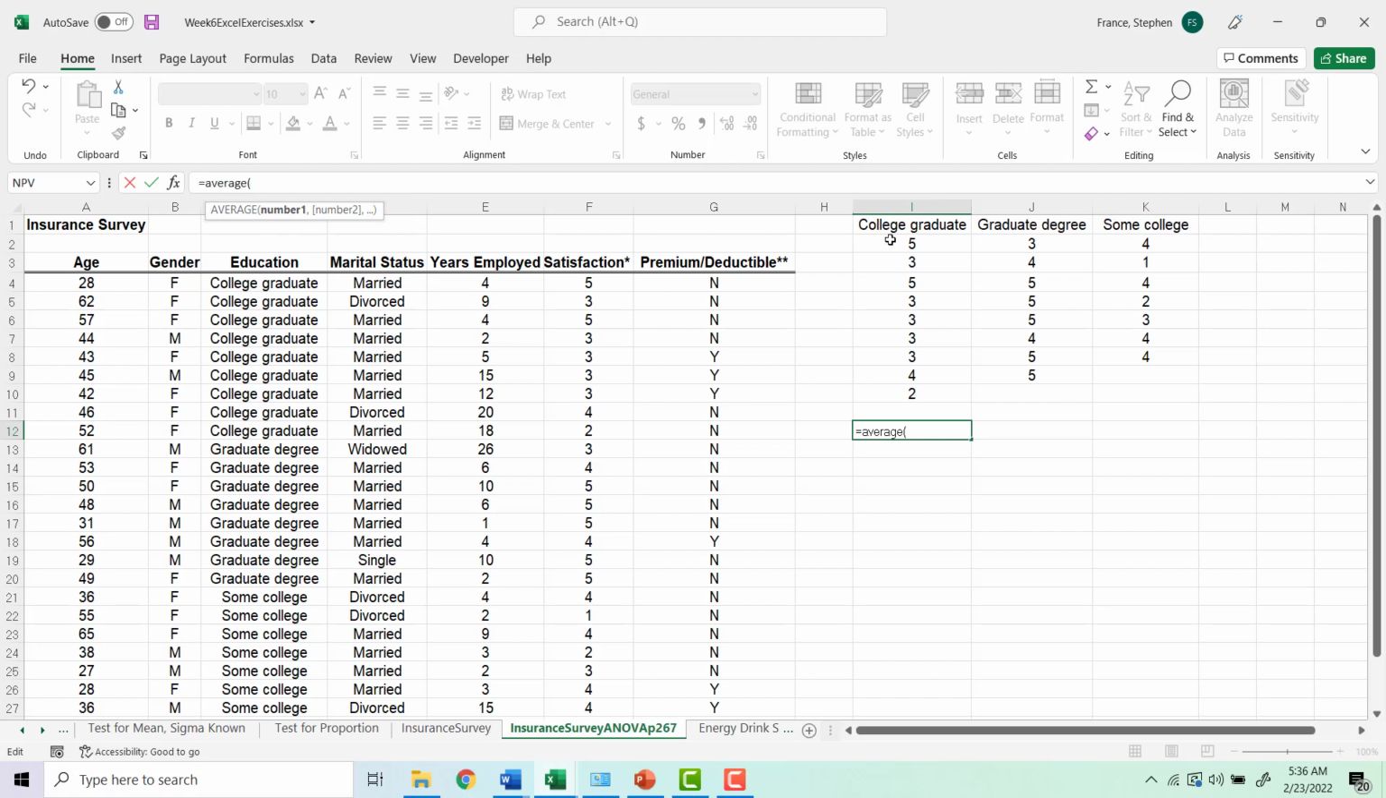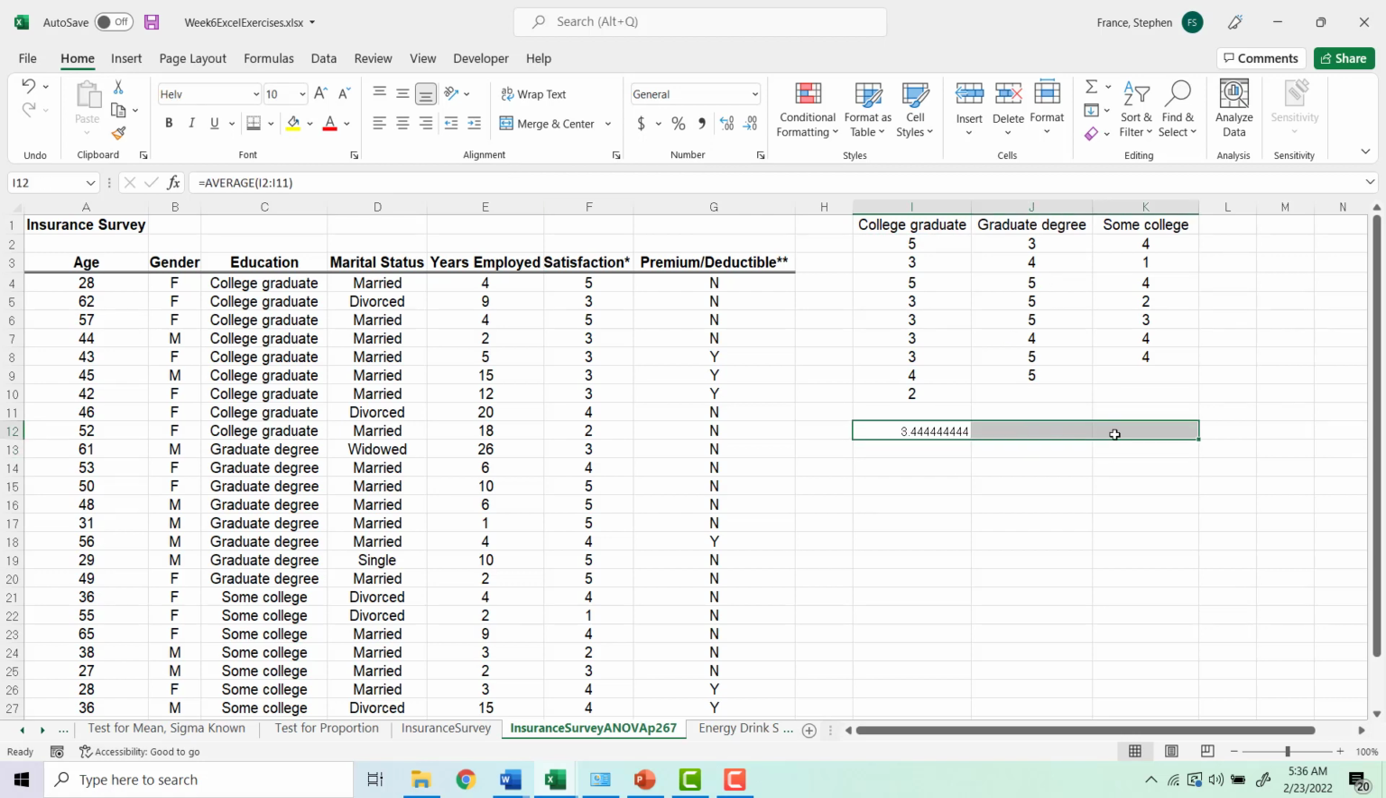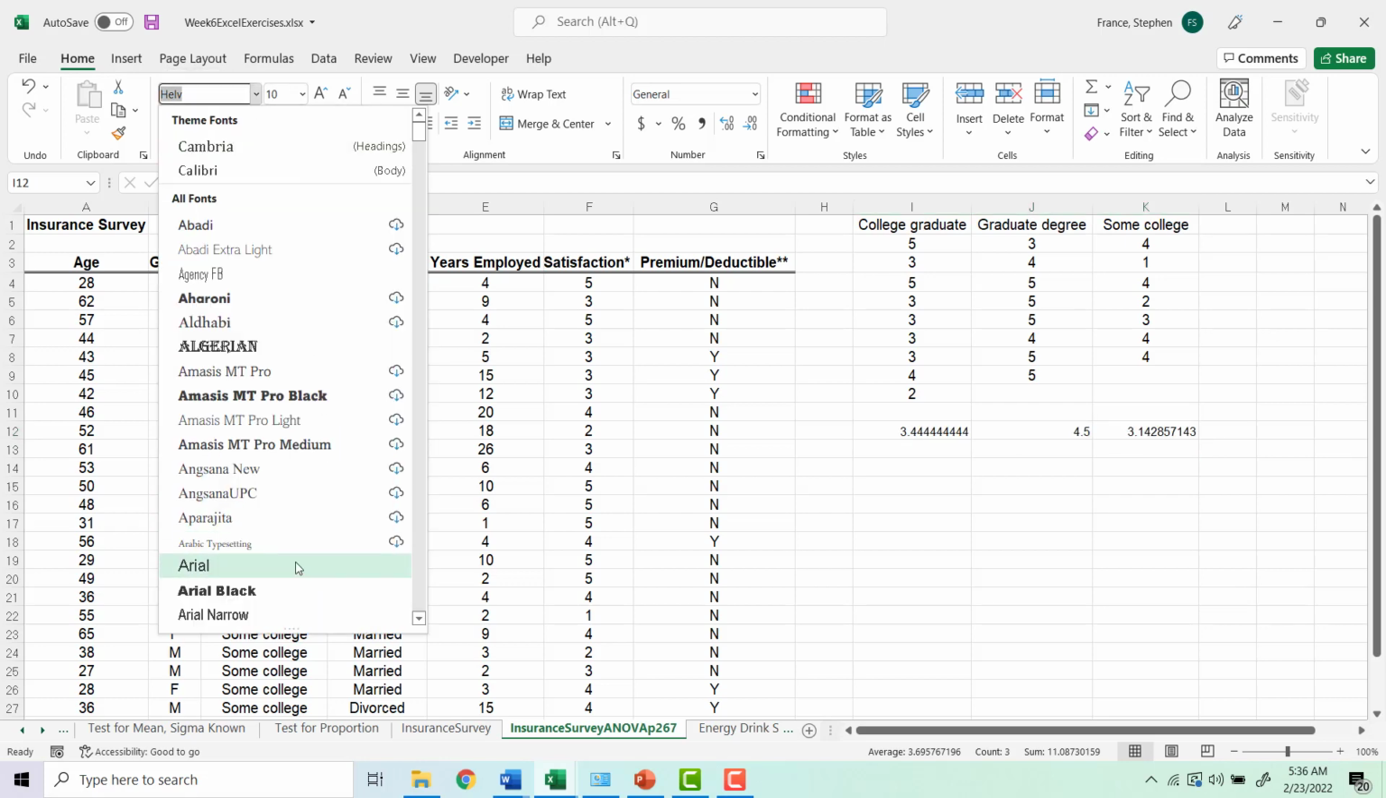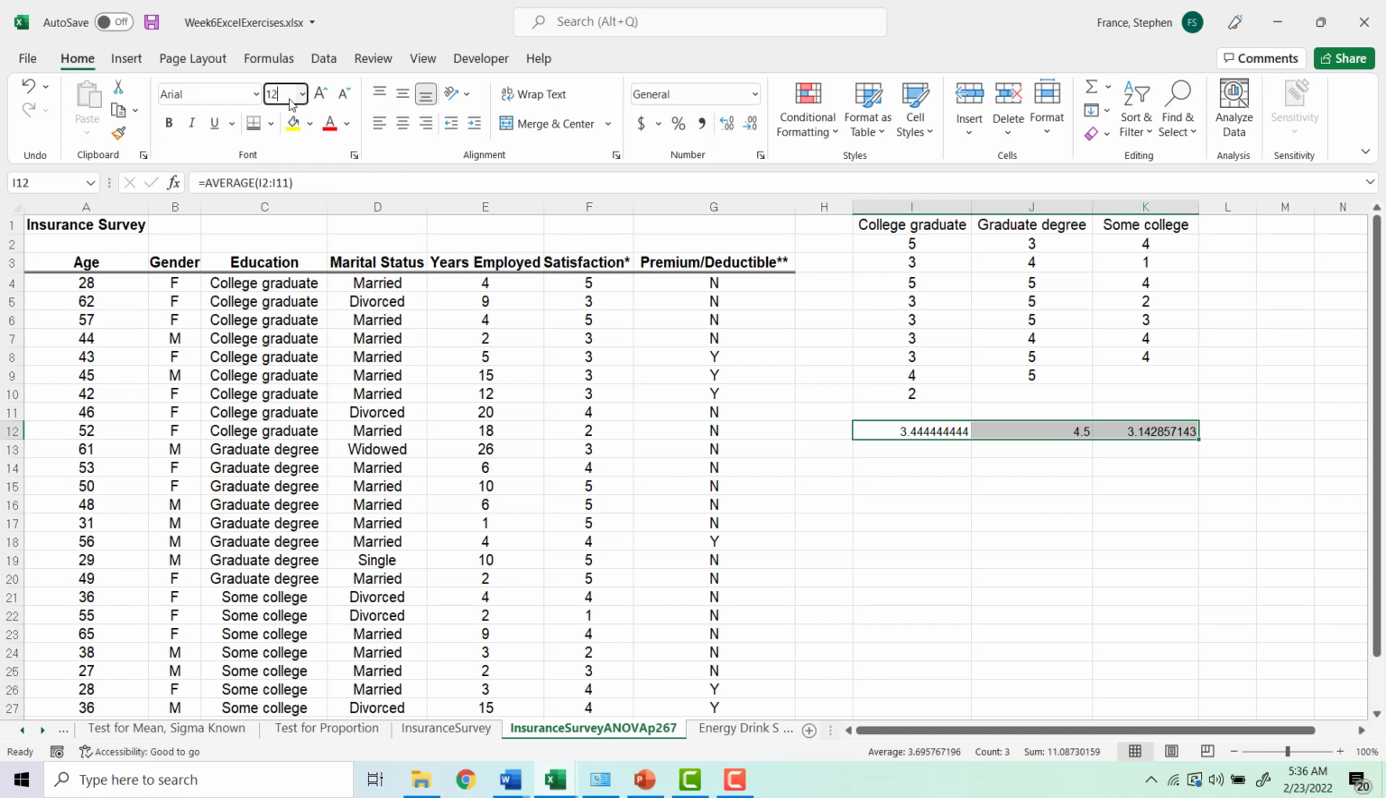Let's calculate some averages, so we have some intuition before we do the statistics. Let's select for this column, and let's go right. Okay, and because I like to be pedantic and I want everything in the same font, let's do Arial 12. So we can see that the average satisfaction for graduate degree is 4.5. The average for college graduate is 3.4. And the average for some college is 3.14.